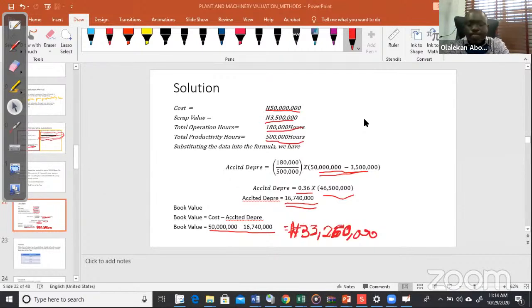A plant installed 8 years ago was bought at an install cost of 150 million.